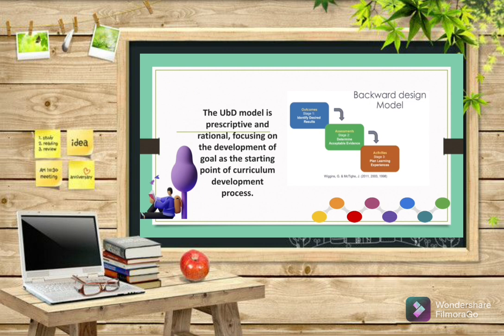In this model, it starts with the outcome. So stage 1, identify desired results. In stage 1, it includes what students should know, understand, and be able to do. It also asks the question about what is worthy of understanding and what enduring understandings are desired for the learners. This calls for examining current curriculum goals and established curriculum standards and reviewing curriculum expectations.